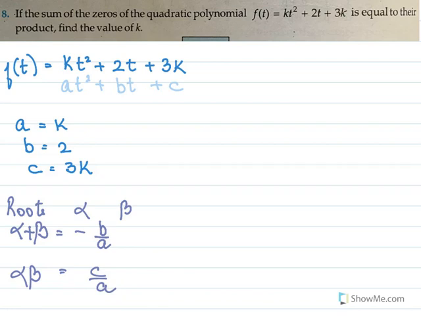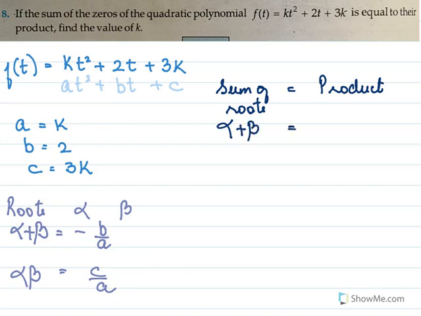Here there is a special condition. Here they have said the sum of roots is equal to the product of roots. So they say sum of roots equal to product of roots. This condition has been given to us. So sum of roots is alpha plus beta. Product of roots is alpha beta.